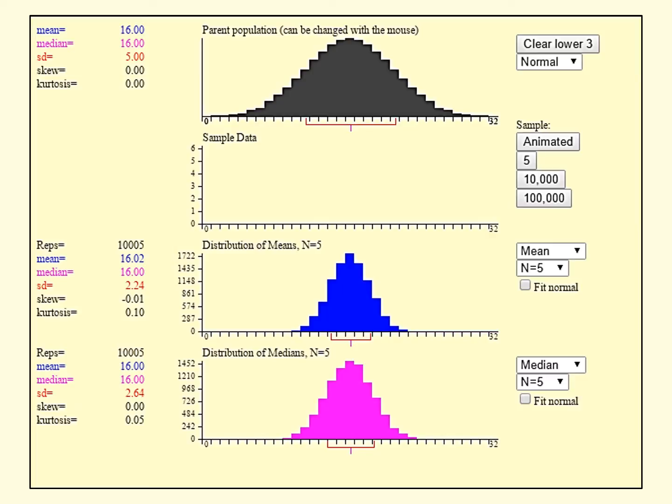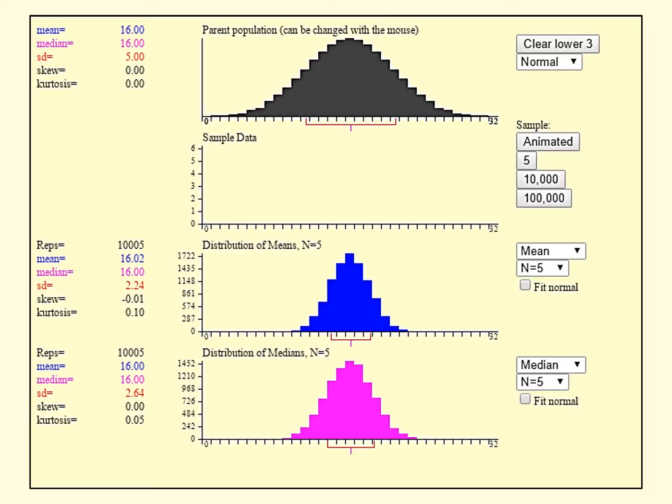So using this little online tool, what I've done here is I've taken sample size 5, which is of course ridiculously small, and I've sampled a little over 10,000, 10,005, because I clicked the 5 sample and then the 10,000 sample. In the 10,005 samples of data, I had the computer compute the means and the medians. It's the same sample of 10,005, computing the mean and plotting them in one group, and computing the median, plotting them in another.